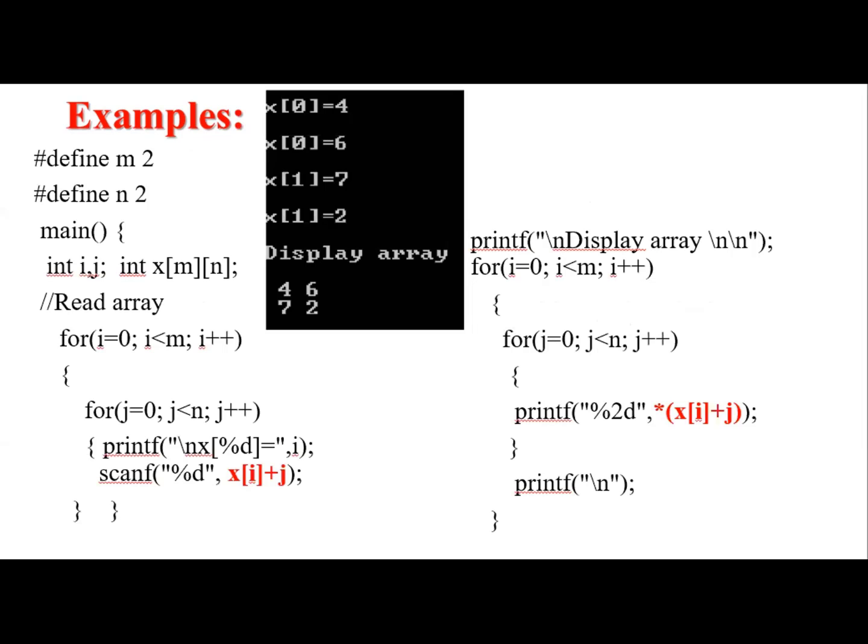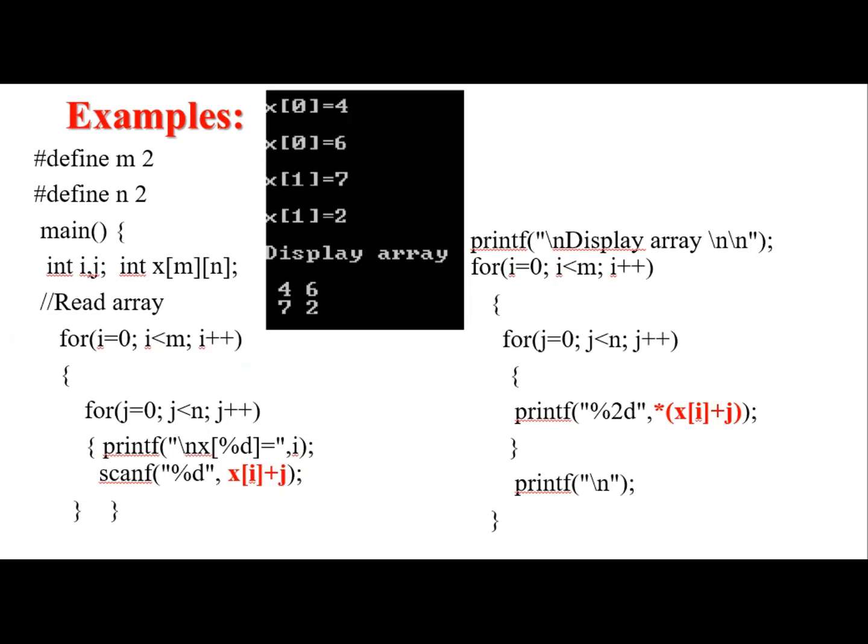In this example, we have defined m and n, where m is 2 and n is 2. So we are going to create an array that displays a 2 by 2 array. In this example, we are reading the array from the user, with an outer loop for the rows and an inner loop for the columns.